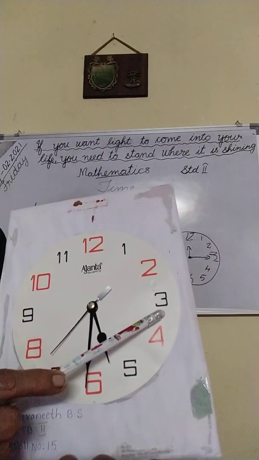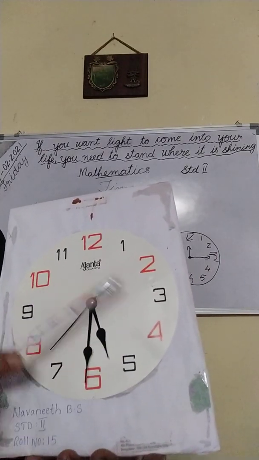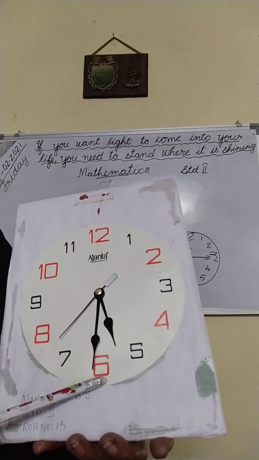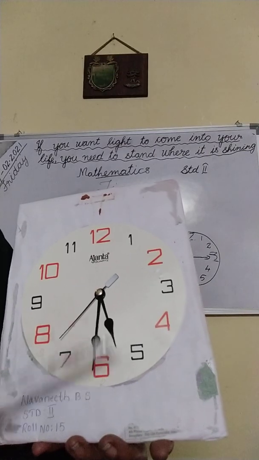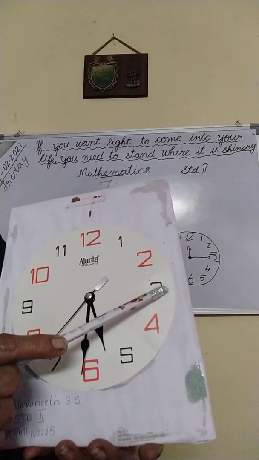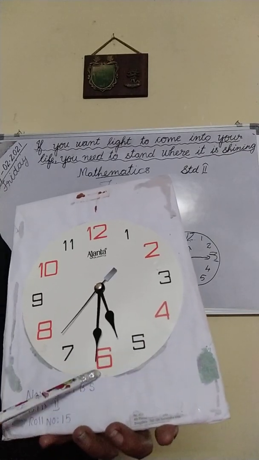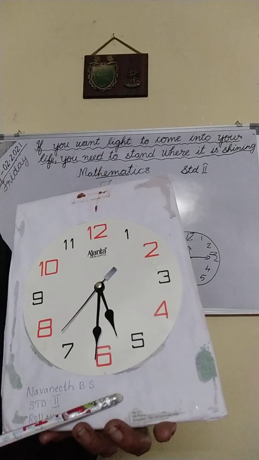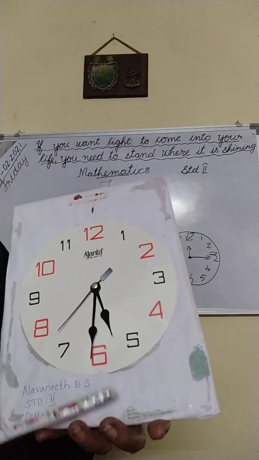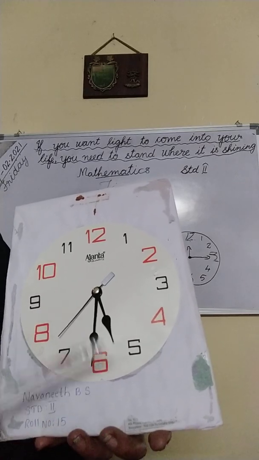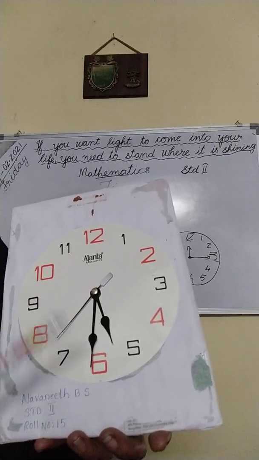Now quarter past means 15 minutes. Quarter is 15 and half is 30. I'll show you from here to here: 5, 10, 15, 20, 25, 30. Half of 60 is 30, isn't it? Quarter of 60 is 15. Now 3/4 of 60 is 45.